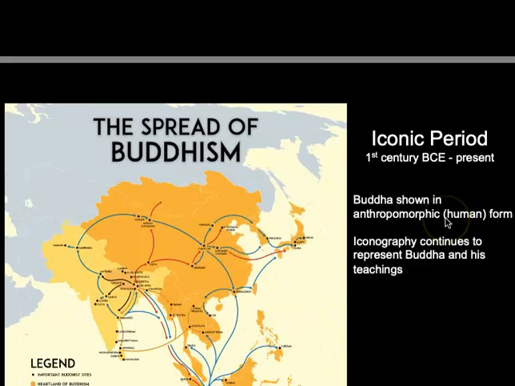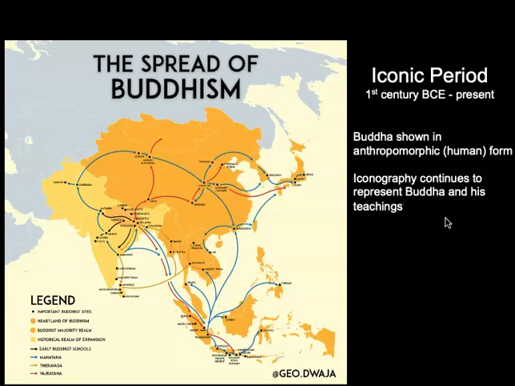This idea of the spread of Buddhism, I've shown you this map before, but I want you to again see it in terms of how it relates to the iconic period. Because with the spread, we have more people, more ideas, more languages, more heritages, more conversions that need to adapt to the Buddhist faith. And with those adaptations, well, we have then different expressions of Buddhism in art.